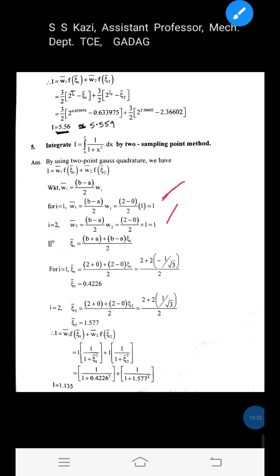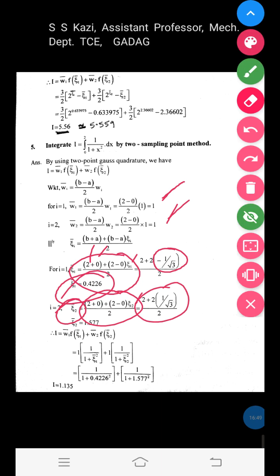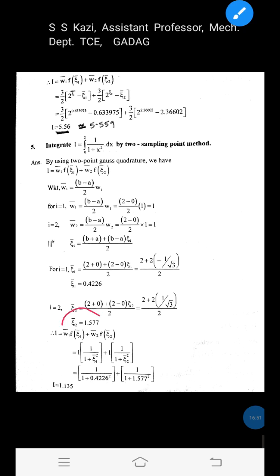We got w1 bar 1 and w2 bar 1. Zeta 1 bar is equal to (b plus a plus (b minus a) into zeta 1) divided by 2, where b and a are 2 and 0. Substituting zeta 1 is equal to -1 by root 3, we will get zeta 1 bar as 0.4226. Likewise, zeta 2 bar, if you calculate by substituting the values of b, a and zeta 2 as 1 by root 3, we will get zeta 2 bar as 1.577.